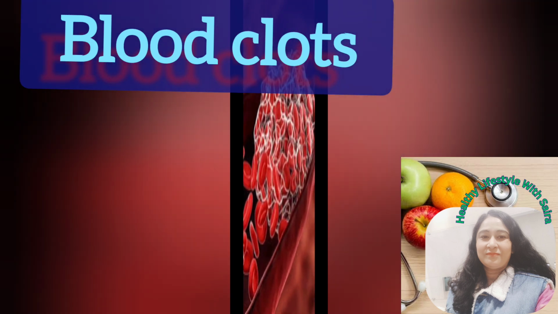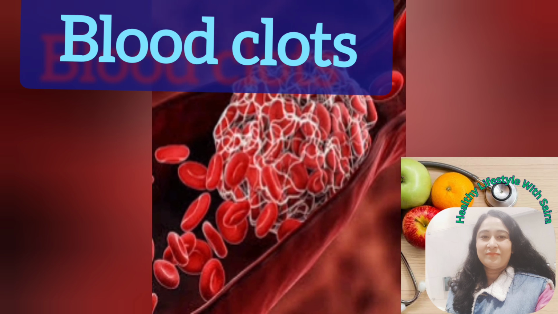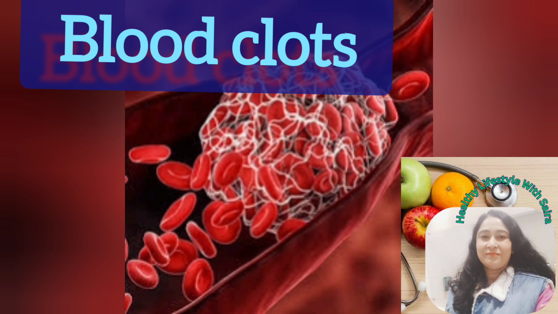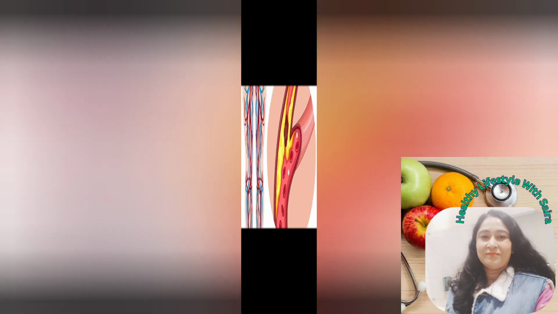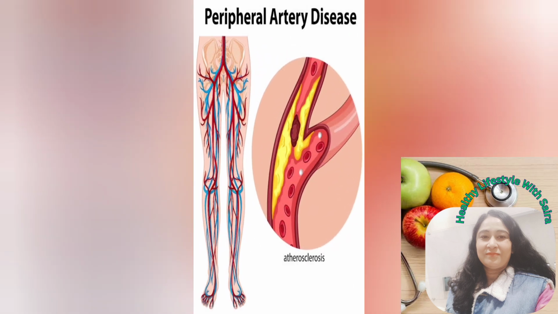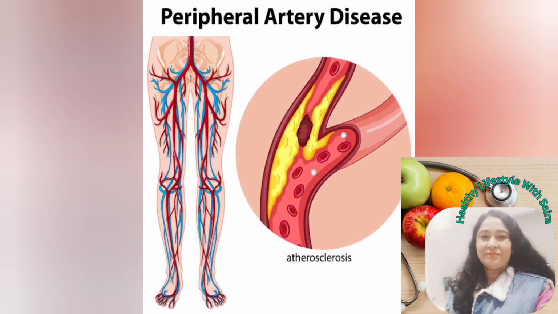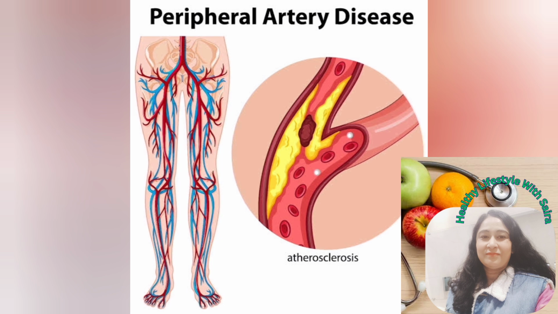Next one is blood clots. A blood clot can lead to a stroke or heart attack. Clot symptoms include trouble in breathing, swelling, pain, an irregular heartbeat, and lightheadedness. Peripheral arterial disease. A peripheral arterial disease occurs when a narrowing of the arteries affects the lower limbs. It can cause cramping, weakness, numbness, and a cold feeling in the feet or legs.